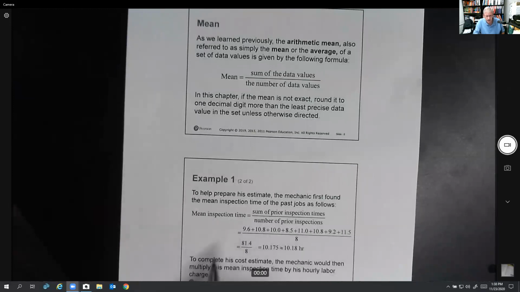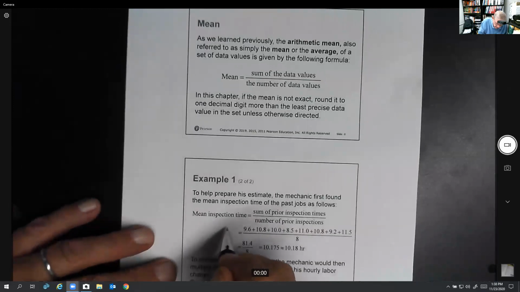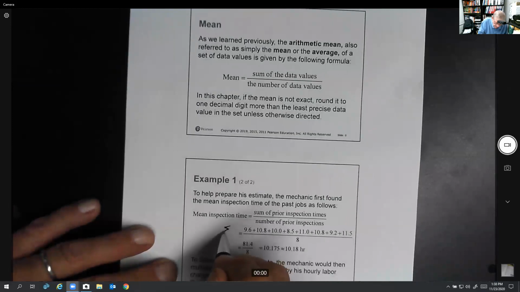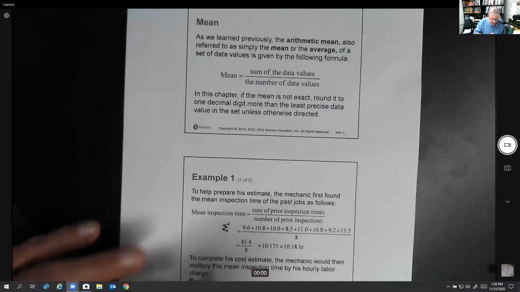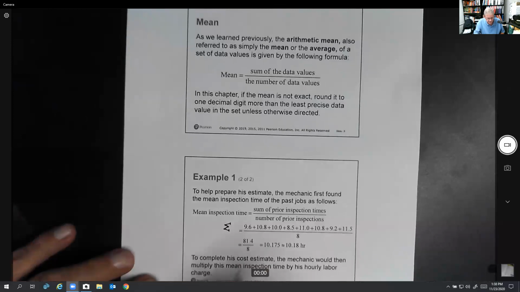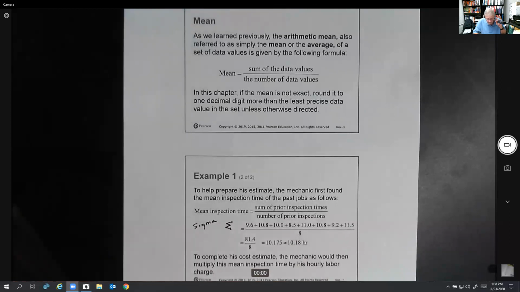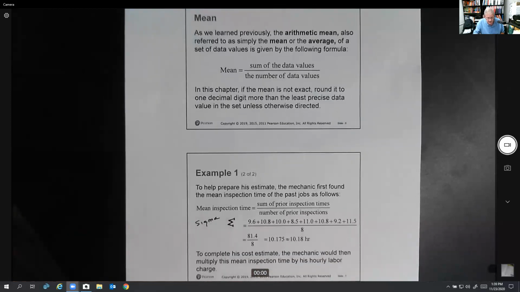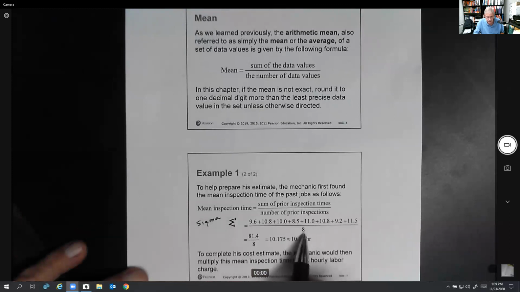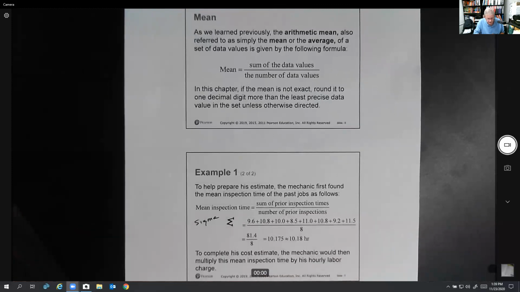When we're adding up all the numbers, we sometimes use a symbol called sigma. Looks like that. And that means the sum of. It's a capital Greek letter, and it means the sum of these numbers. And then we divide by how many numbers we had. There are 8 terms here. So we divide it by 8.